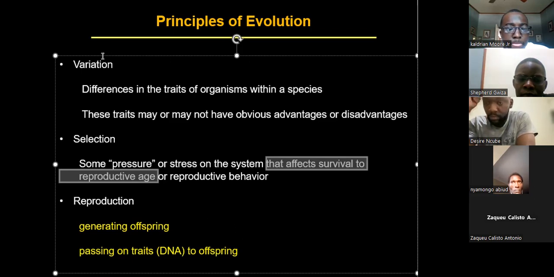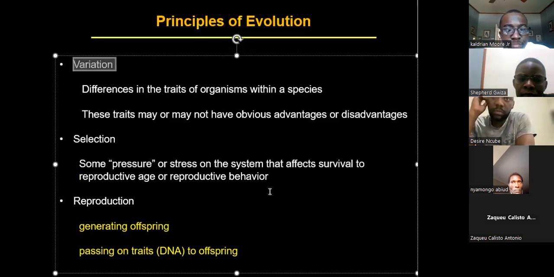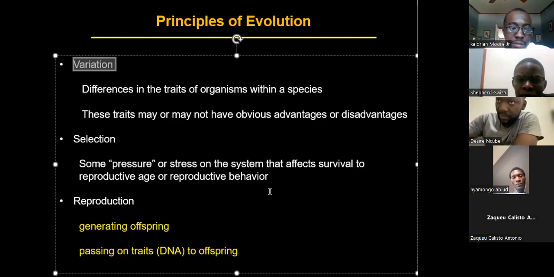But it all has to start with having variation in the species, having something that allows you to have differences, and then having a selective pressure. Okay. Does anybody know what happens if you don't have a selective pressure? Do you still have evolution? I think you still have evolution. You do. I don't believe it's as rapid without selective pressures, but I think there still is evolution.